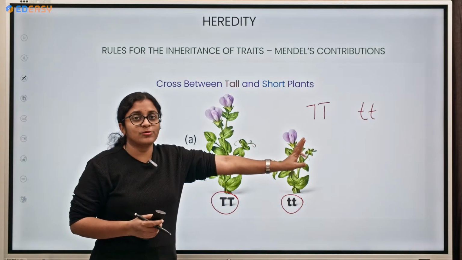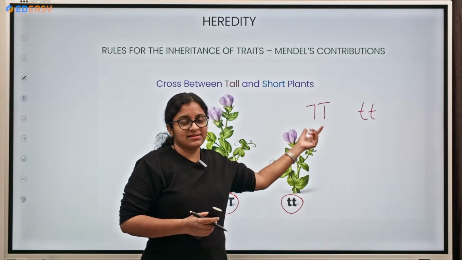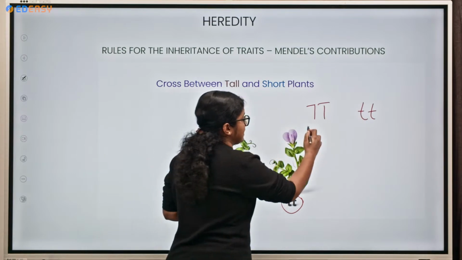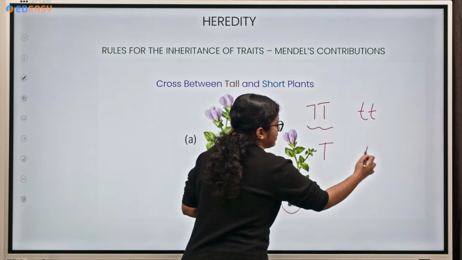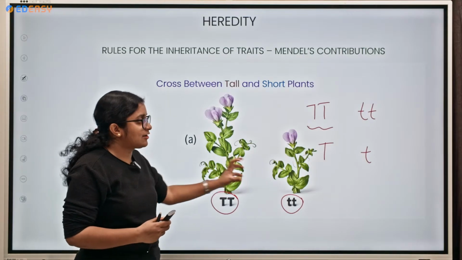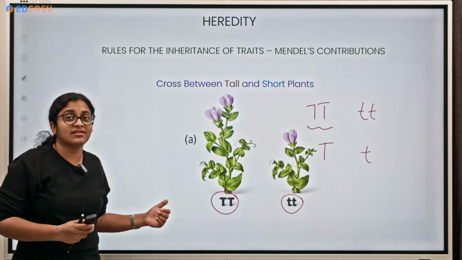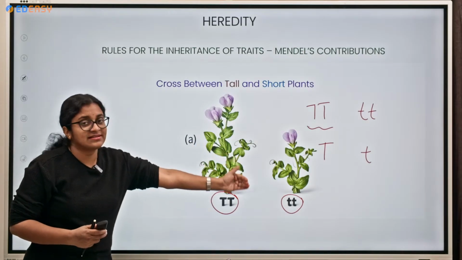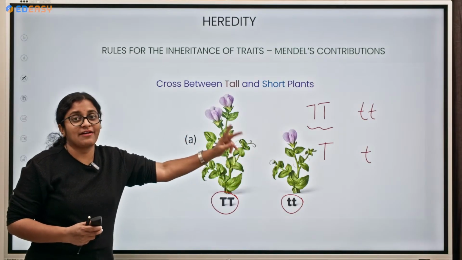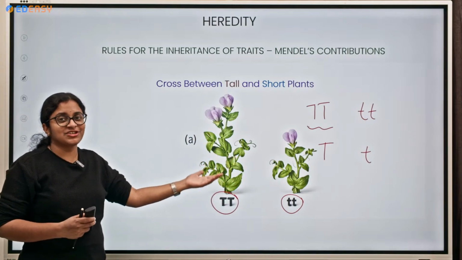Both are in homozygous condition. Homozygous means both have the same alleles, TT and small t small t. Now, during the formation of the gametes, let's take capital T, small t, and there is a crossing between the tall plant and the short plant. So now what happens? What will be the offspring? Do you think the tallness gets expressed or the shortness gets expressed? When there is a combination of both, which do we get, the tallness or the shortness?